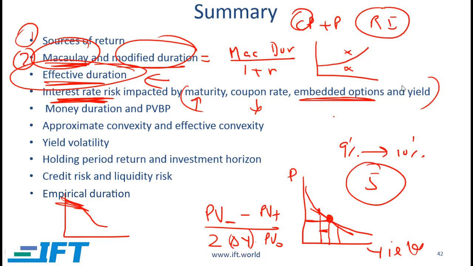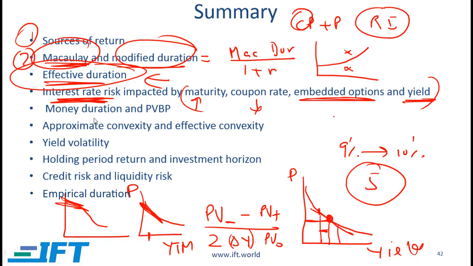What about the relationship between yield and interest rate risk? Notice that this slope is higher at low yields, which means that interest rate risk is higher at low yields. And with both these pictures, we have price on the y-axis and yield to maturity on the x-axis.